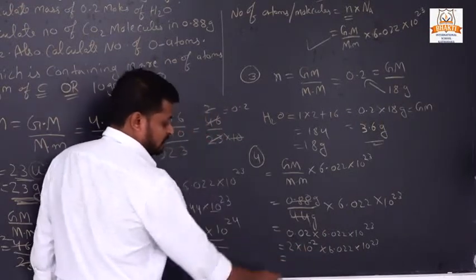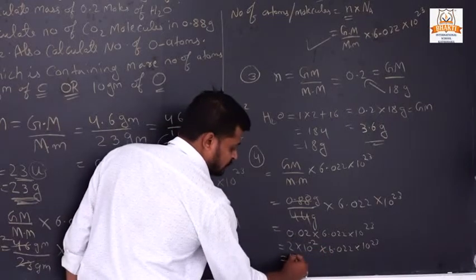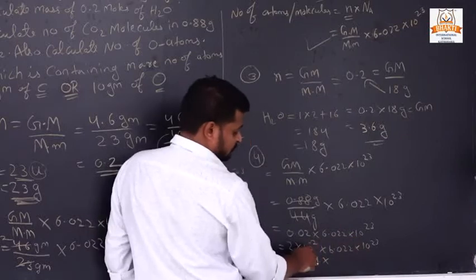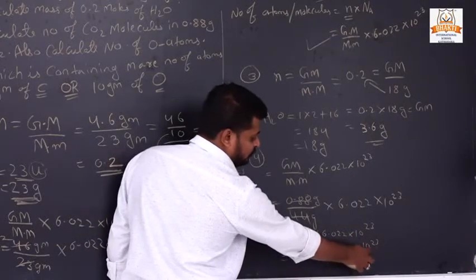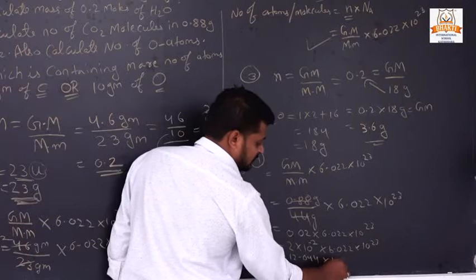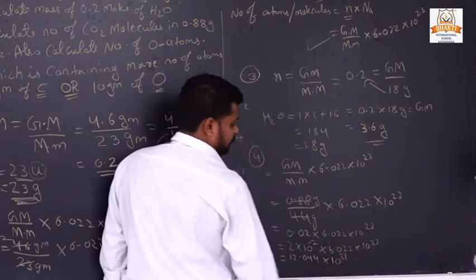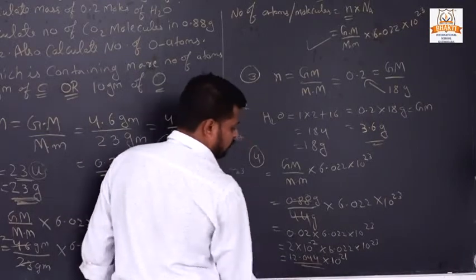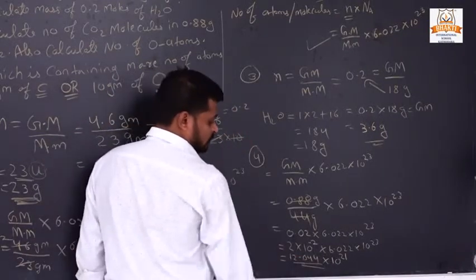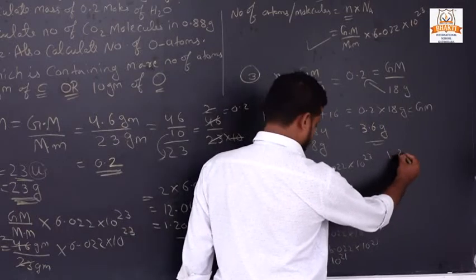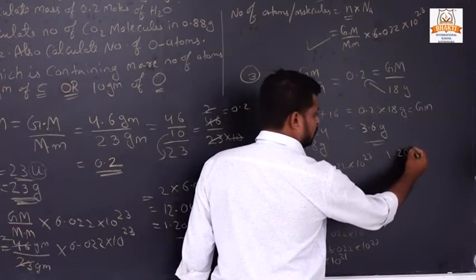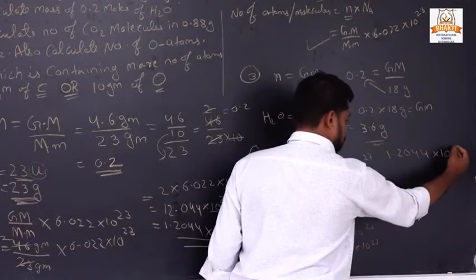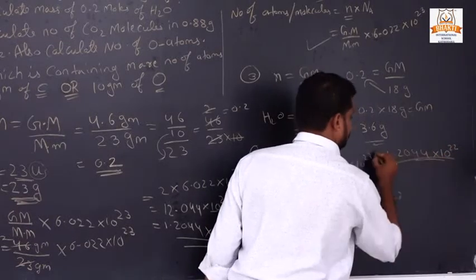So what was the answer? 2 into this means 12.044 into 10 to the power minus 2 into 10 to the power 23, which means the answer is 10 to the power 21. So this is your answer, and we all know we have to convert it into standard form. So 1.2044 into 10 to the power 22. So this is your final answer.